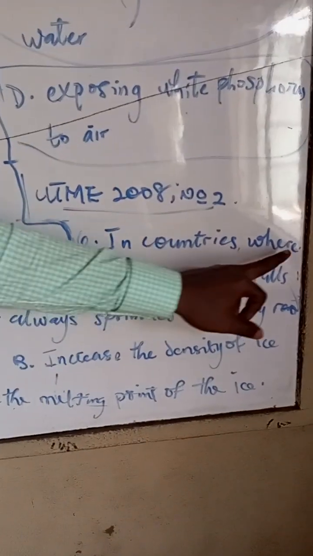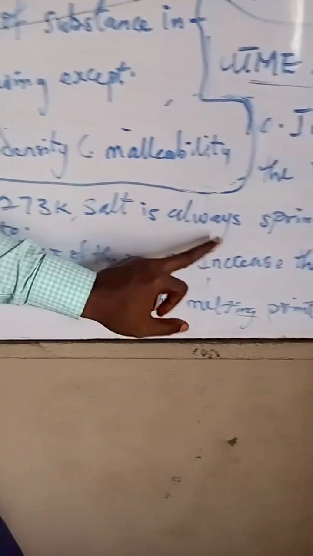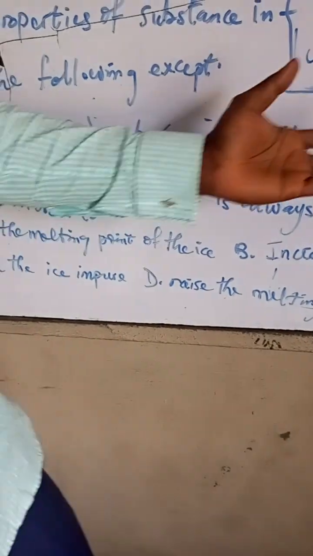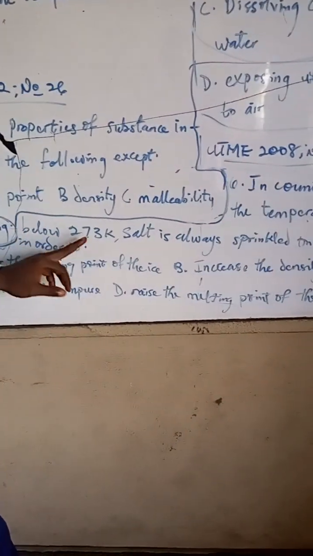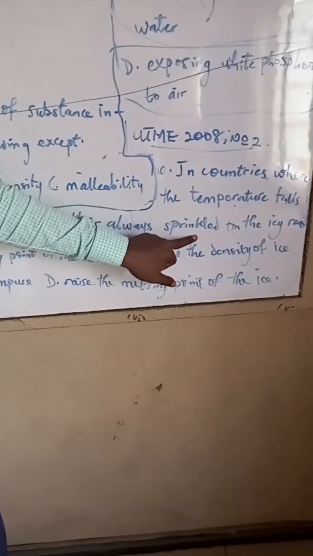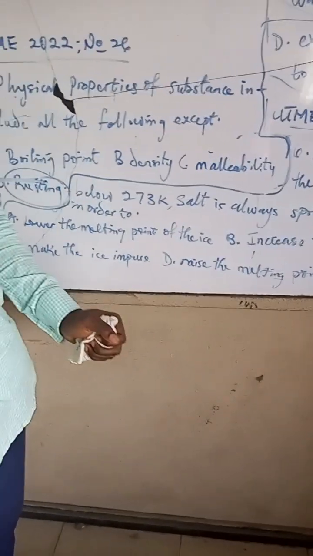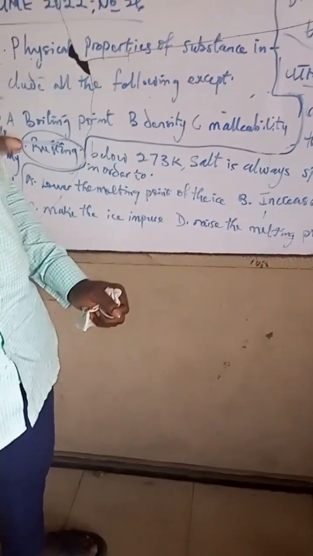Then let's go to the last question. In countries where the temperature falls below 273 Kelvin, that means below 0 degrees C, salt is always sprinkled on the icy road in order to, this question is taken from 2008, number 2. They want you to use the knowledge of the effect of impurity on melting point and boiling point.